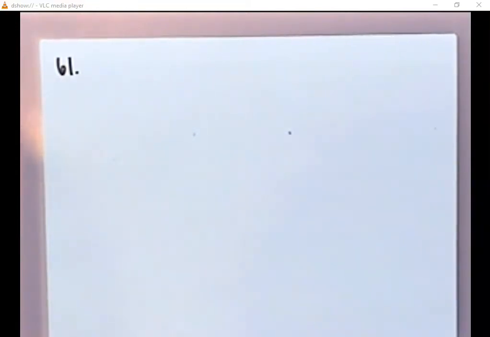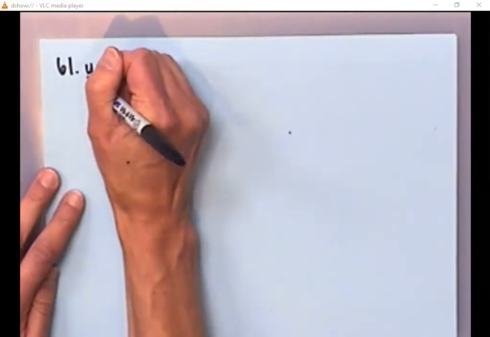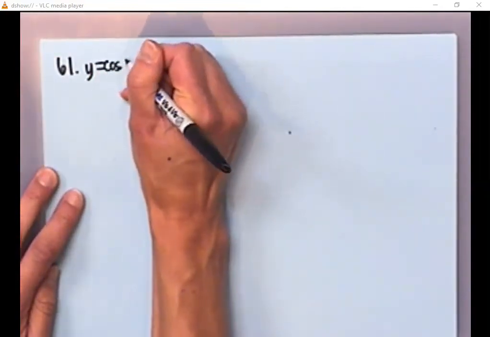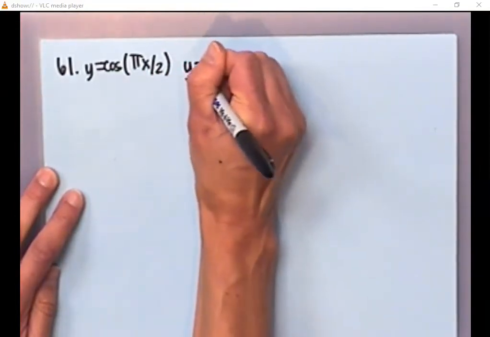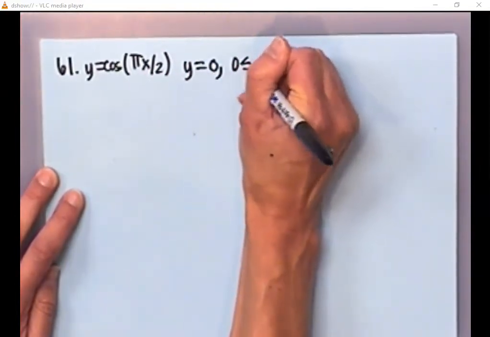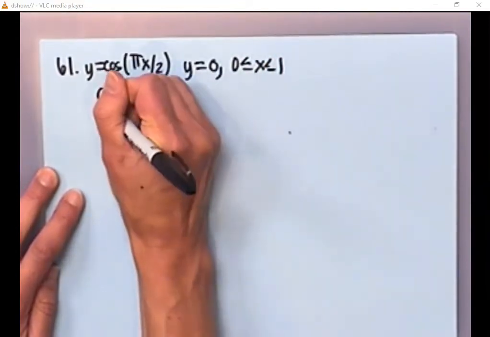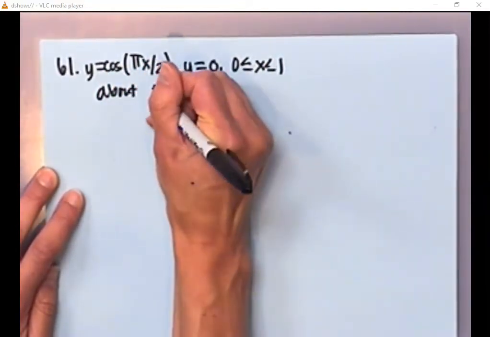Let's remind myself of 61. Okay, so this one said you have to rotate the curve about the y-axis, right? And you have to find the volume. Okay, so we're going about the y-axis.